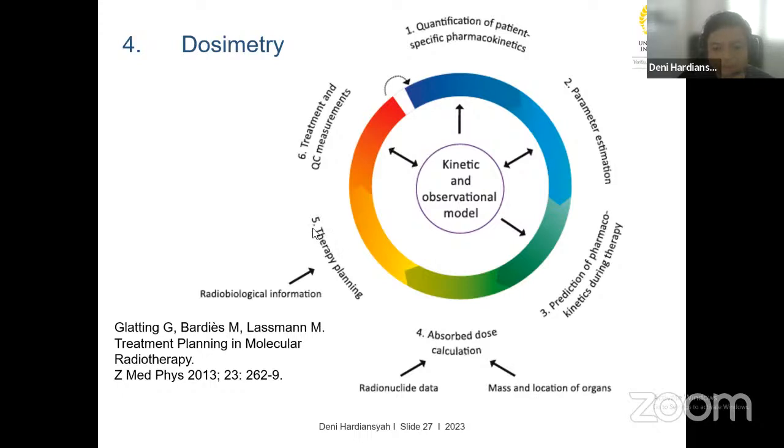Here we also perform the therapy planning. If needed, we can also add some radiobiological information. Then after that, we perform the treatment. We also need to calculate the quality control measurements. And then if needed, we can also move to different cycles, and so on. And here we have the kinetic and also observational model for at least the first, second, third, and sixth steps.